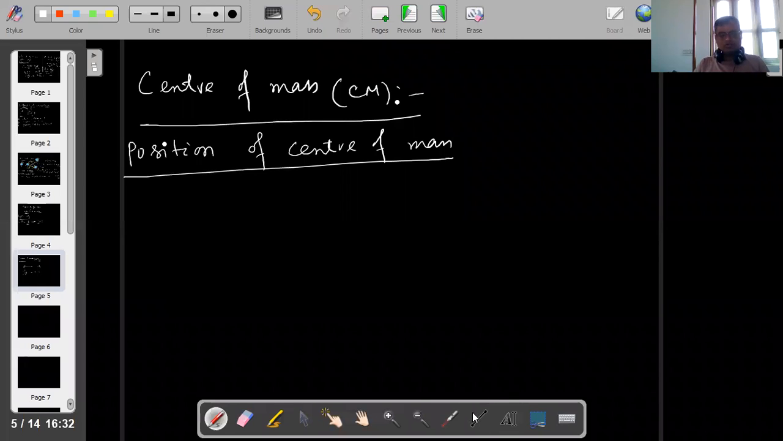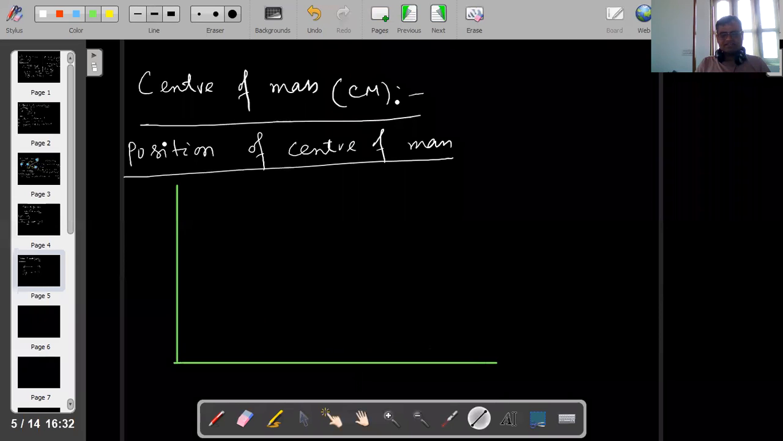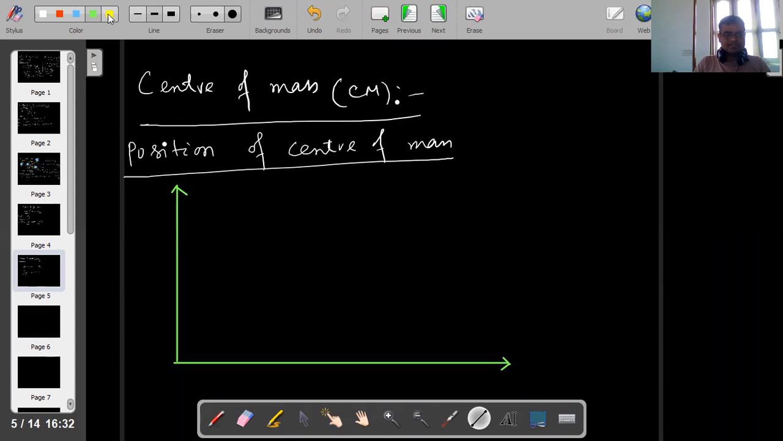Let's take two particles and find the position of the center of mass. This is the x-axis and this is the y-axis. Now two bodies are there, and I have to find the position of their center of mass. Suppose one body is here, the first body, and the second body is here.